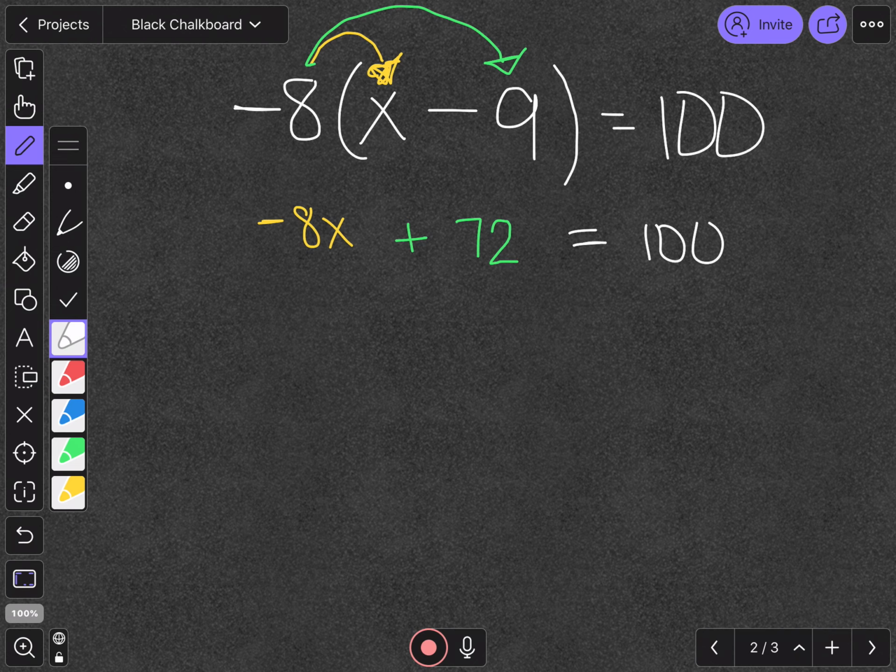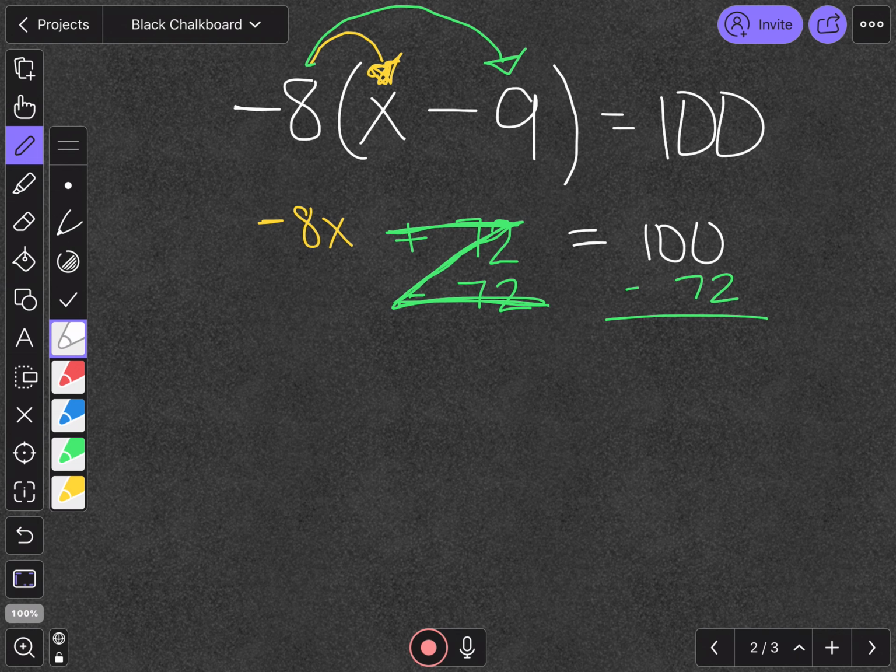Here we have our problem. Now we go about solving it by doing the opposite. Negative 8x plus 72 equals 100. Positive 72, we need to undo positives by subtracting. So I'm going to subtract 72 from both sides of the equal sign. Remember, whatever I do to one side of the equal sign, I have to do the same thing to the other side of the equal sign.